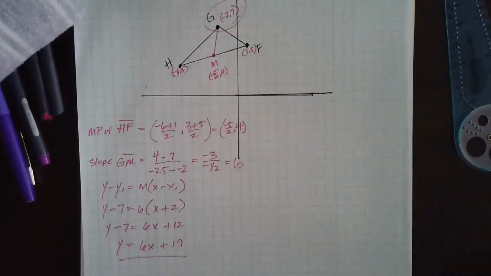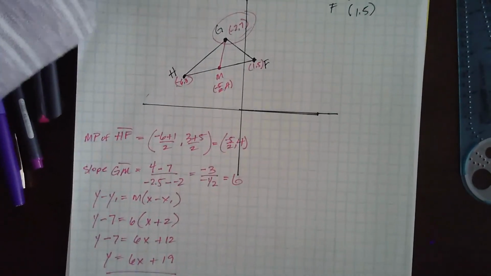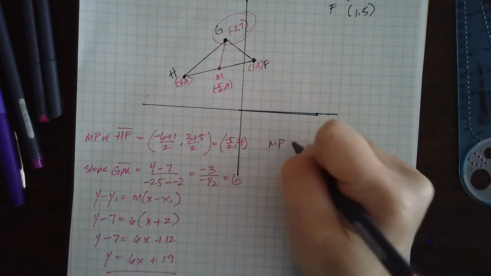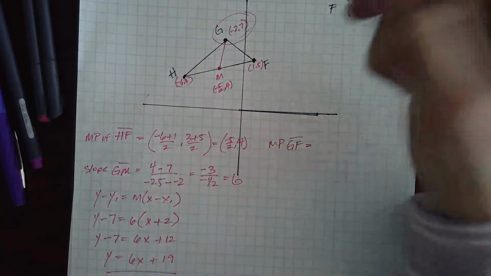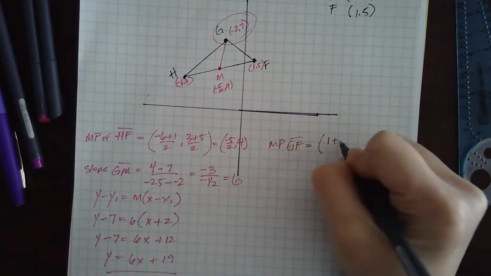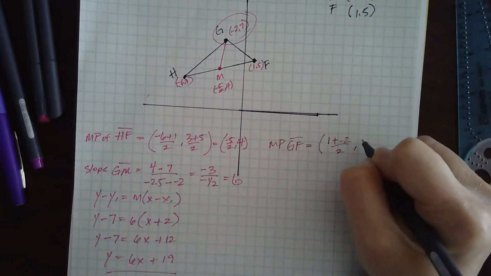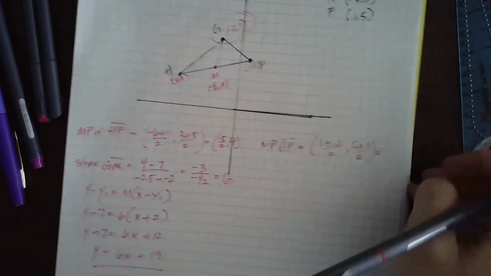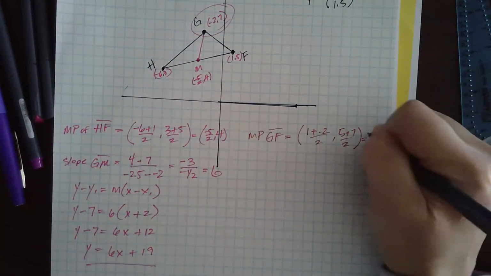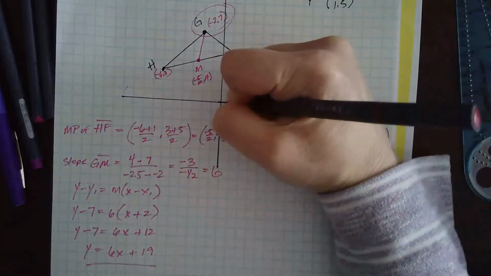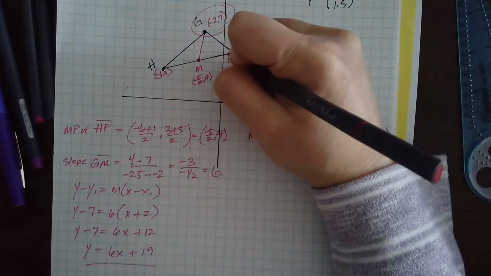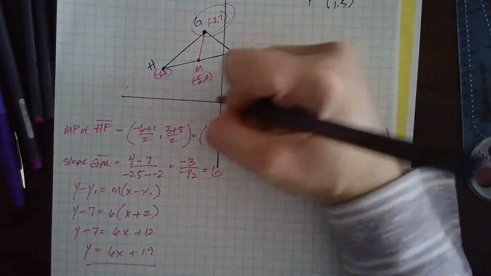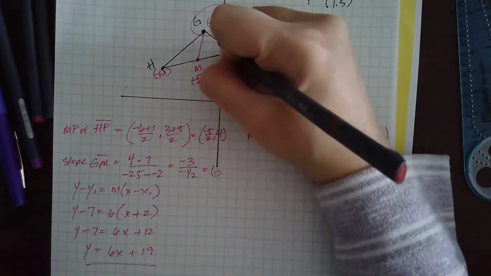So what I'm going to do is draw a median from point H to GF. So I'm going to find the midpoint of GF. You add up your x's, divide by 2, add up your y's, divide by 2. So you should get negative a half, comma, 6. Negative a half, 1, 2, 3, 4, 5, 6. Oh, negative a half, 1, 2, 3, 4. Yeah, that makes a little more sense.